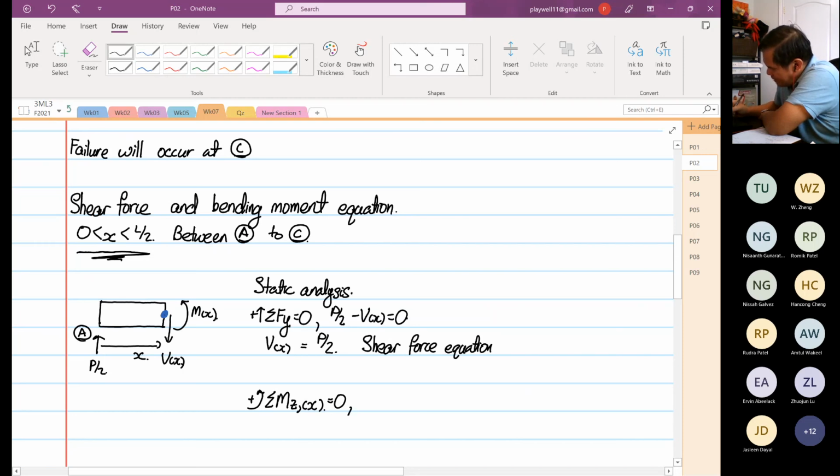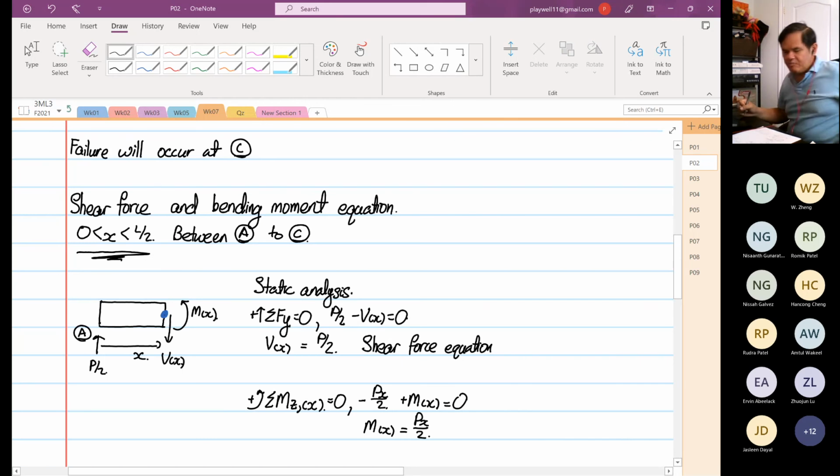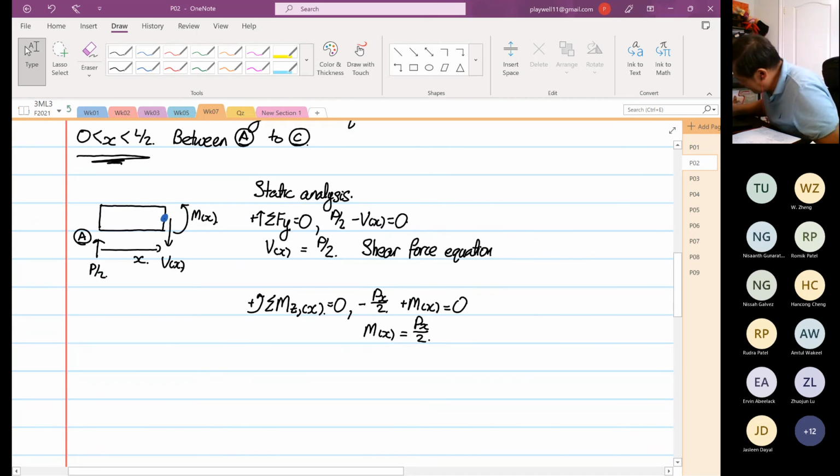From here, what we have is P/2 multiplied by X, so it's minus P/2 X. Why minus? Because it's going in the clockwise direction. So plus M as a function of X is equal to 0. So M as a function of X is equal to Px/2. I better write this as Px/2 so you don't get confused. So this is our bending moment equation.